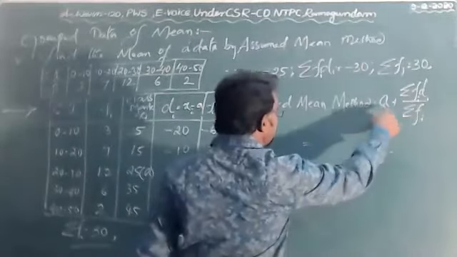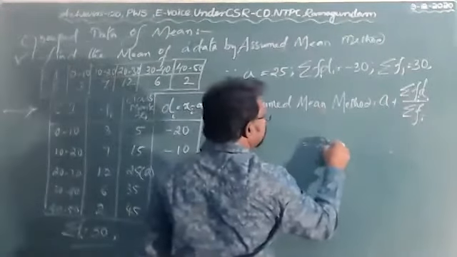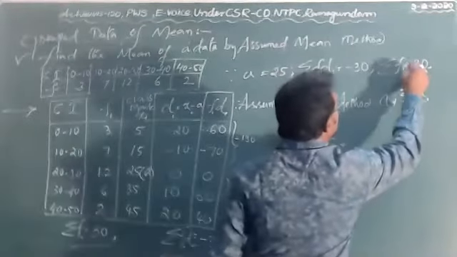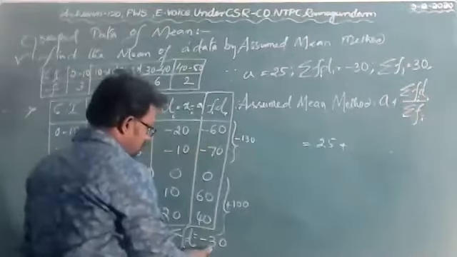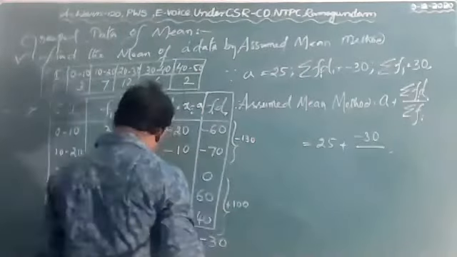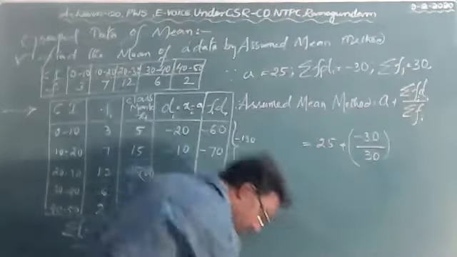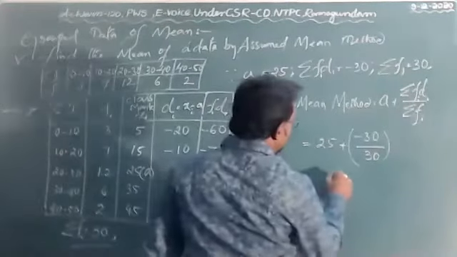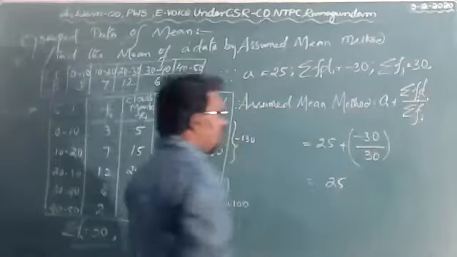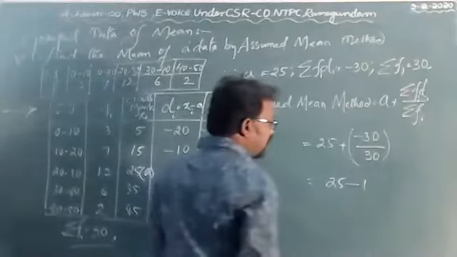What is A? I'm doing it here because the space is very less here. A is 25. Sigma FD value is minus 30. Here I had written 30, okay, correct, it is minus 30. And here, sigma F is 30. Now 25 plus into minus, minus, 30 and 30 get cancelled. So you get 1.